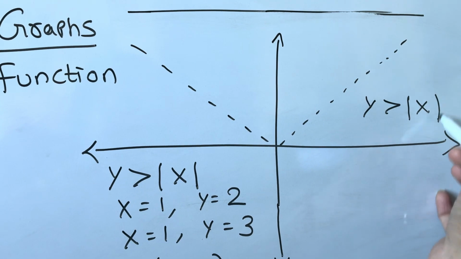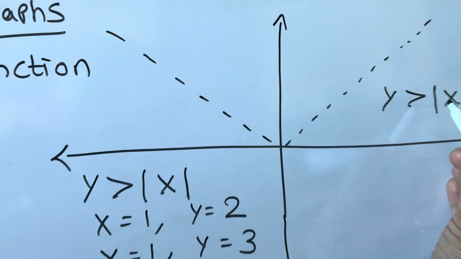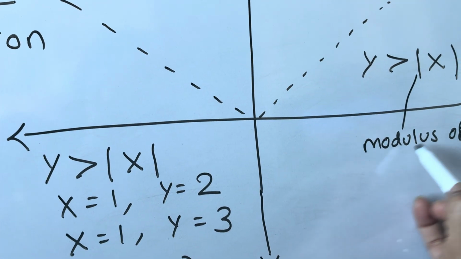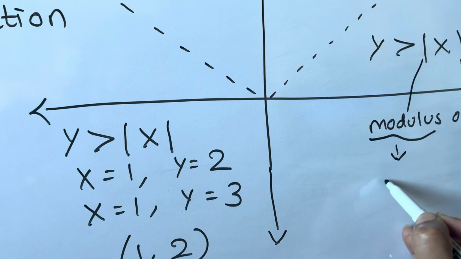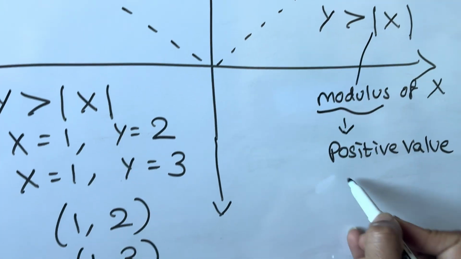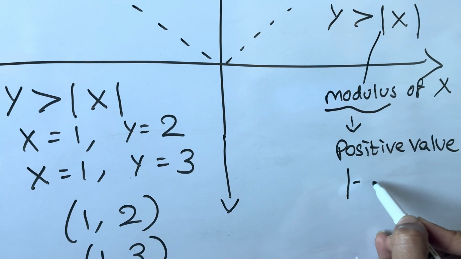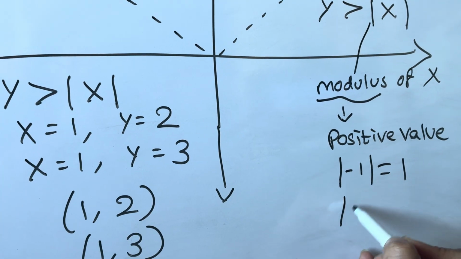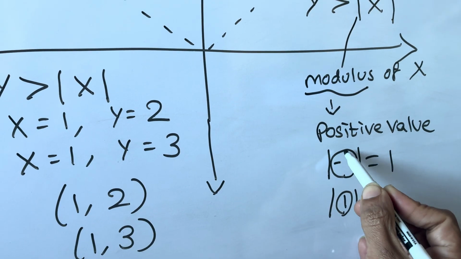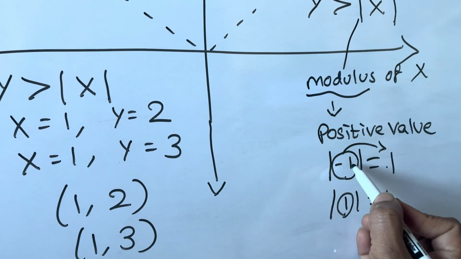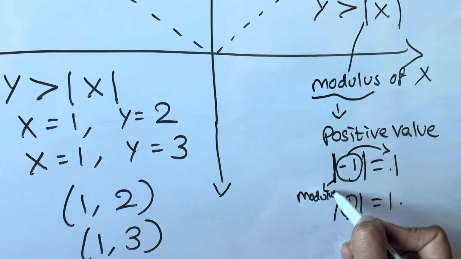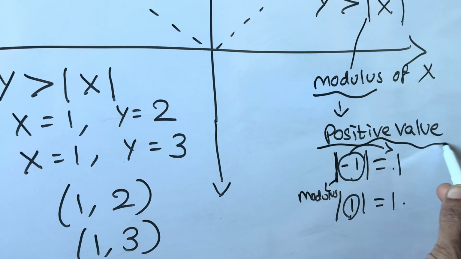Whenever x is represented inside the brackets, it represents the mod x, the modulus of x, and modulus includes positive values. Let me give an example for you. Modulus of -1 is equal to 1 and modulus of 1 is again equal to 1. So whatever the value, negative or positive, the value turns out to be positive if it is included inside the modulus. It takes the absolute value, which is the positive value.